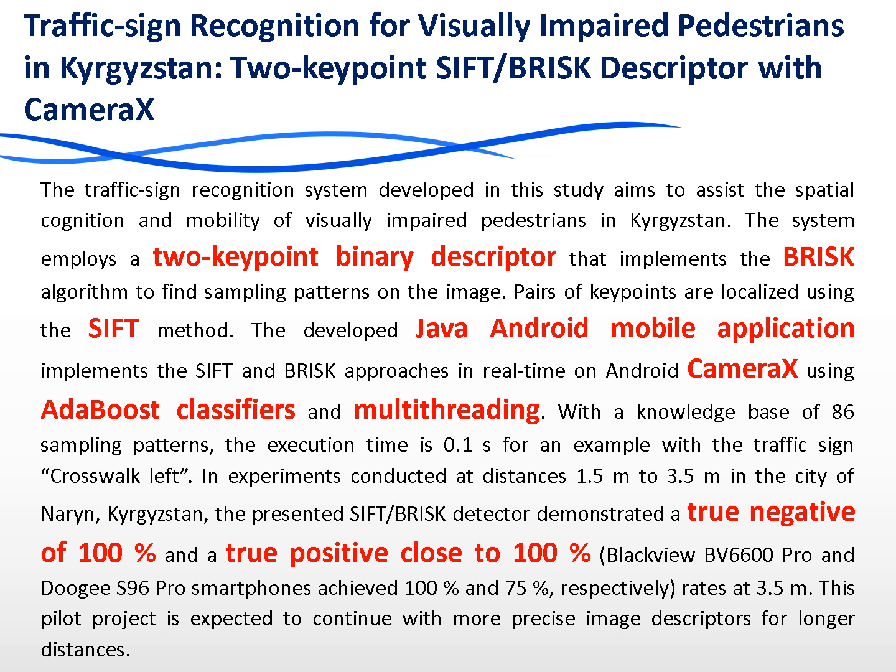In experiments conducted at distance 1.5 to 3.5 meters in the city of Naryn, Kyrgyzstan, the present SIFT BRISK detector demonstrates a true negative rate of 100% and a true positive rate close to 100%. Smartphone Blackview BV6600 Pro and Doogee S96 Pro achieved 100% and 75% respectively at 3.5 meters.